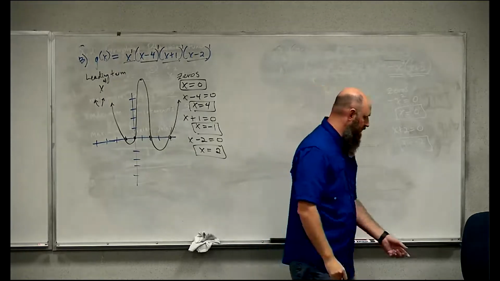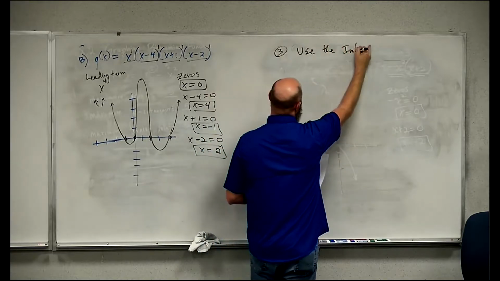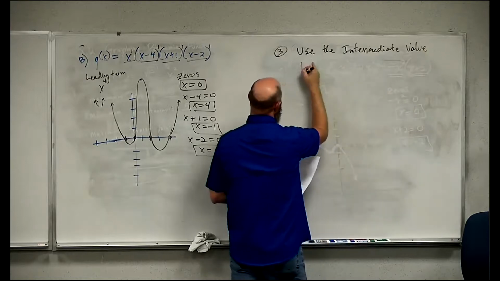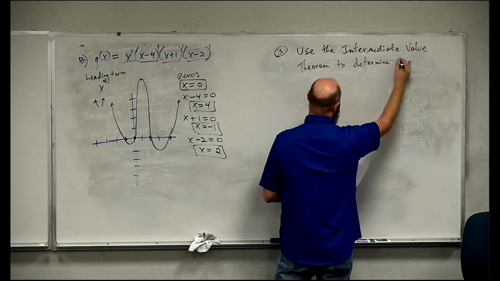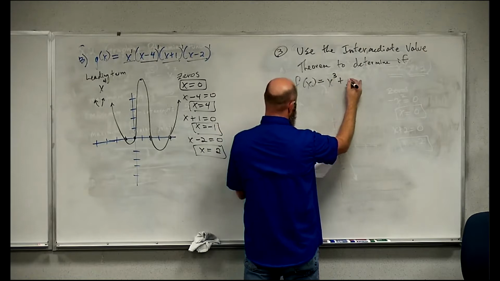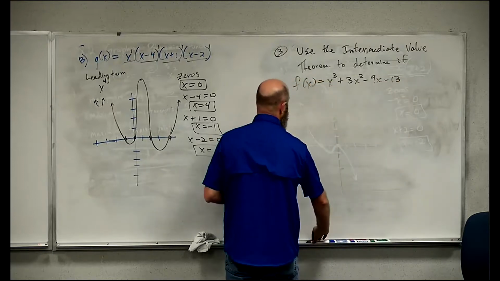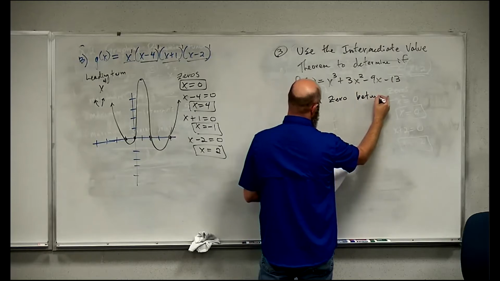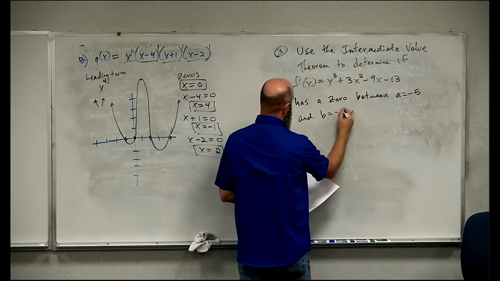Now, the last thing that we want to look at here today, number 3, we want to use the intermediate value theorem to determine if f of x equals x to the third plus 3x squared minus 9x minus 13 has a 0 between a equals -5 and b equals -4.